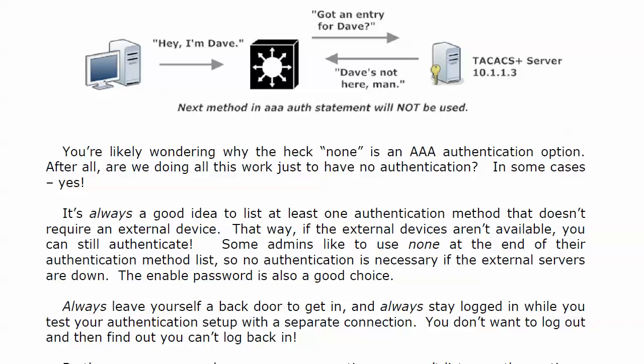We don't want that. Now, some admins like to use none at the end of the authentication method list. So no authentication is necessary if the external servers are down. If the first choices are unavailable, when you hit none, it's like, hey, come on in. The enable password is also a good choice for that. I like to do that one just so we've still got a little protection there. But always leave yourself a backdoor to get in.